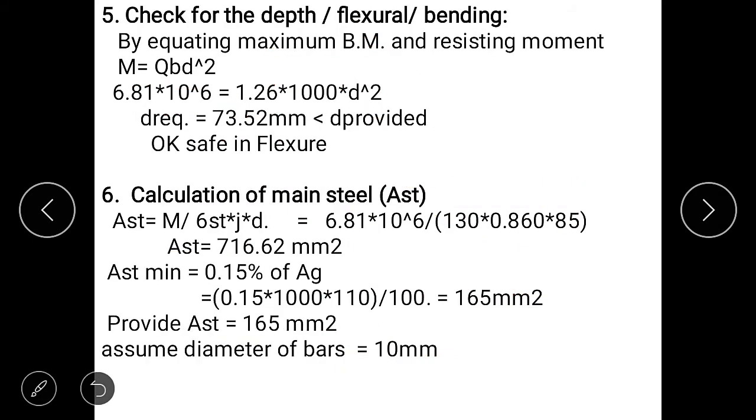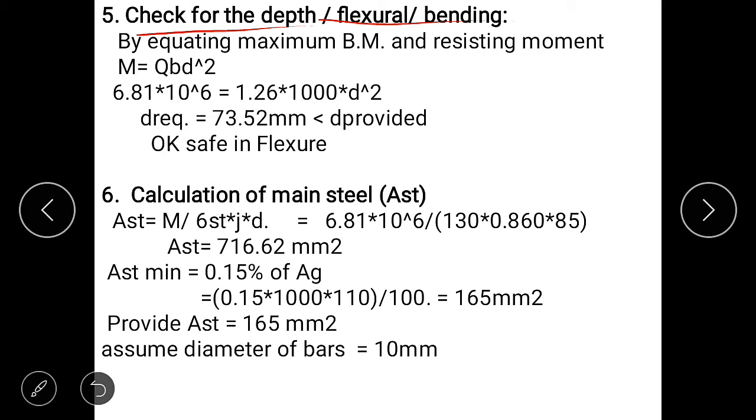Okay. Next, in fifth step we have to check for depth, whether the considered depth is okay or not. If it is not okay, then we have to take another depth and solve this problem again. But if it is okay, then we calculate area of steel. Here we have to give a check for depth, check for flexure, check for bending.